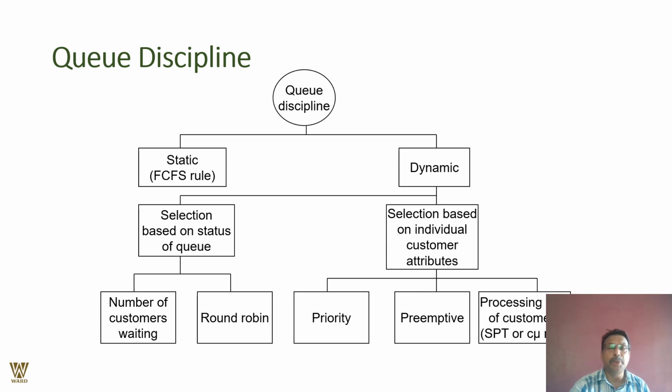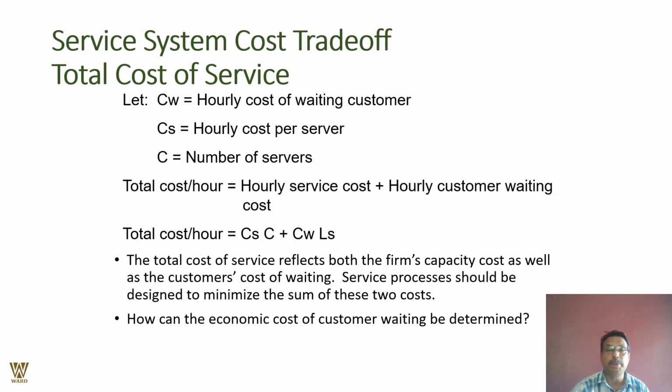So what are we looking into? The queuing discipline. It can be FCFS, or first come first serve rule, the static or the dynamic part. In case it is dynamic, it's a selection based on the status of the queue, as in the number of customers waiting, as in the round robin thing, or selection based on individual customer attributes. We are talking about priorities. We are talking about preemptive. We are talking about processing of the customers on an as-and-when basis.